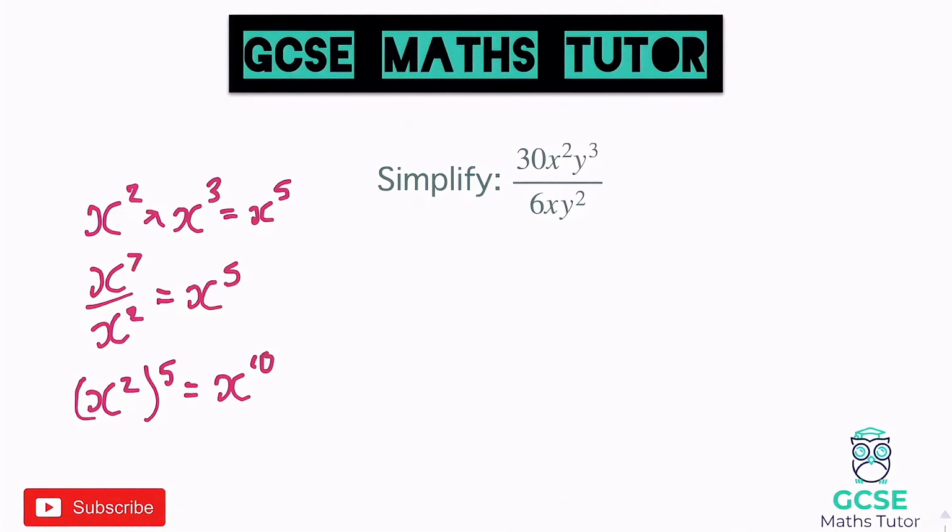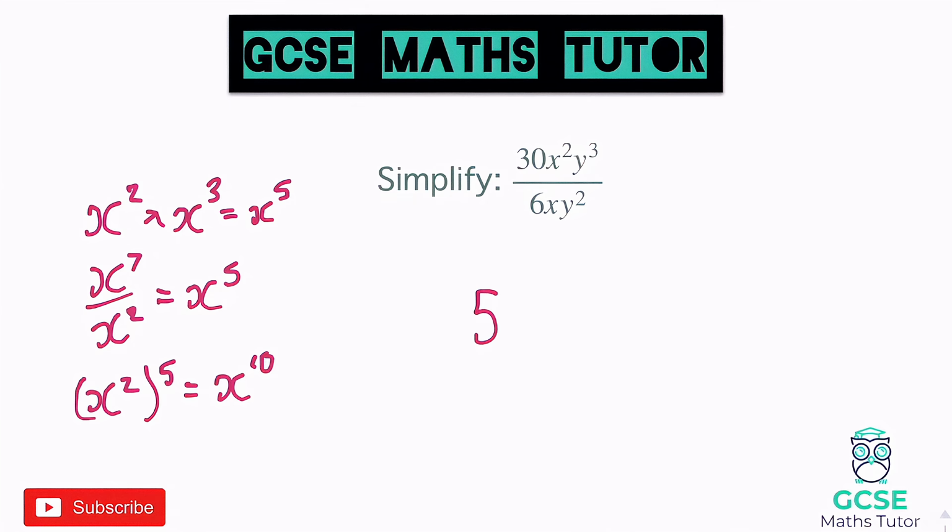Now having a look at this one, we've got 30x squared y to the power of 3 on the top and 6xy squared on the bottom. So we're doing a divide. Now we've got these numbers on the top and the bottom, 30 on the top, 6 on the bottom. So numbers always just divide numbers, so 30 divided by 6 gives us 5.